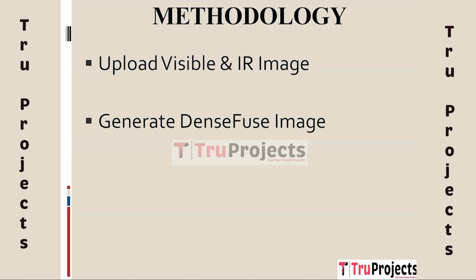Feature fusion. DenseFuse employs a fusion strategy that integrates the extracted features from both images. This is typically achieved through techniques like weighted averaging, gradient-based fusion, or deep neural network architectures. Image reconstruction. The fused features are used to reconstruct the final fused image. This involves combining the relevant features to generate a cohesive image that highlights important information from both the visible and IR domains. Post-processing. The final fused image may undergo post-processing to further enhance its visual quality, contrast, and overall appearance.